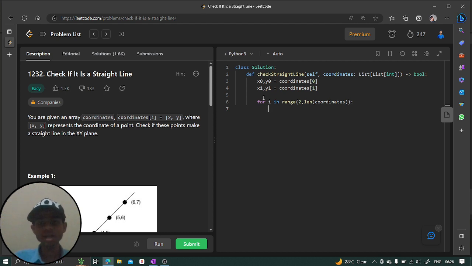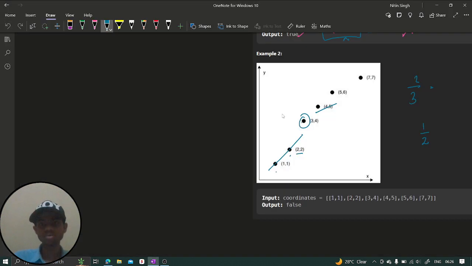Now we are going to calculate the slope between these two, right? And these two should be equal, right? Now guys, here the logic comes. There may be a case that here also 4, here also 4, right? As we have taken in the first example.